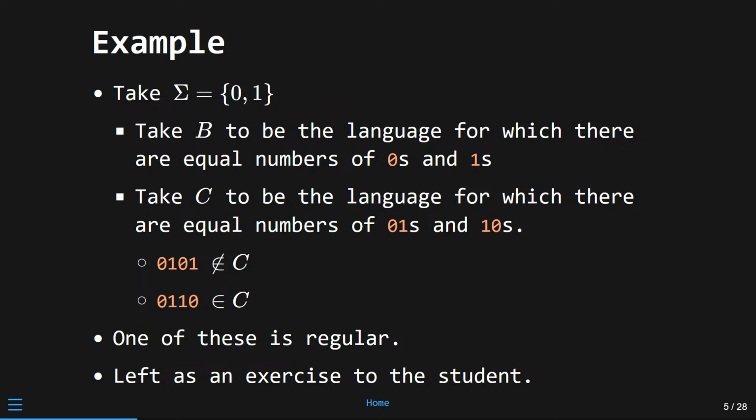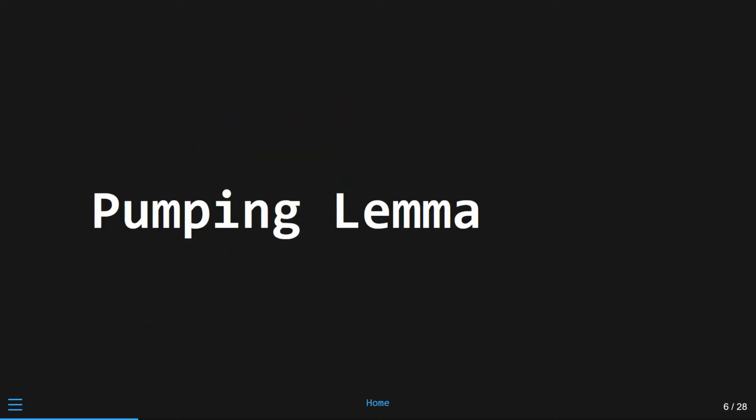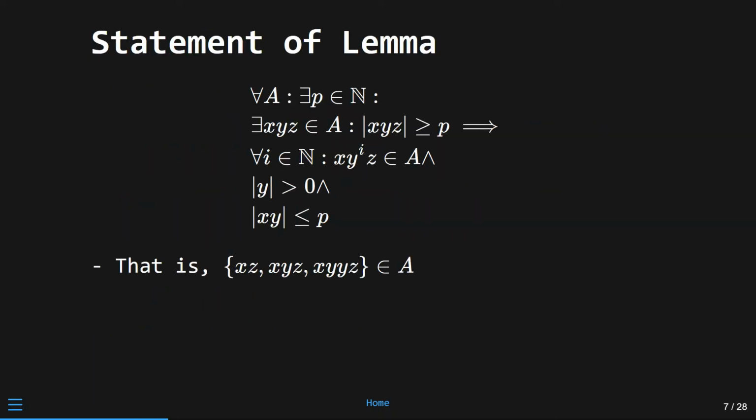It is non-trivial to conclude which of these is regular, so we're going to find a proof technique to do so. And specifically, we're going to demonstrate whether B or C is regular. The language for which there are equal numbers of zeros and ones, or the language for which there are equal numbers of 0, 1, and 1, 0. Okay, pumping lemma.